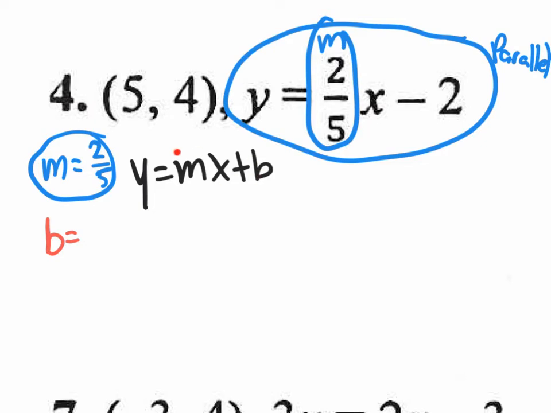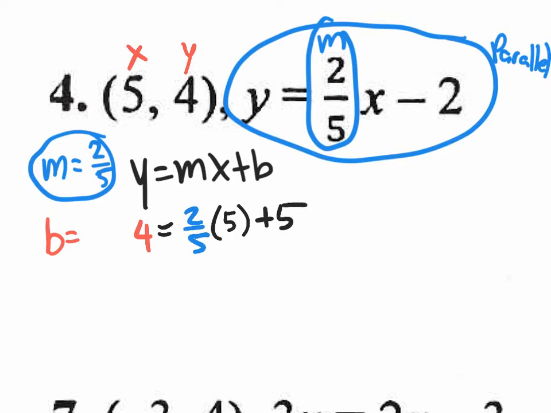You could either plug everything into y equals mx plus b, or you could use the point and the slope and use point slope form and then modify it to y equals mx plus b. So what do you guys want to do? Plug it all in right there? Okay, so let's plug in the y value. What's the y value? Okay, so 4 instead of y equals, what's m? 2 over 5, okay, times x. What's x? 5, okay, and then plus b, right?